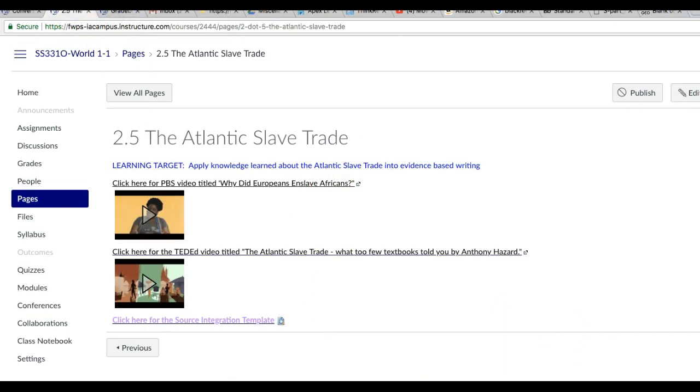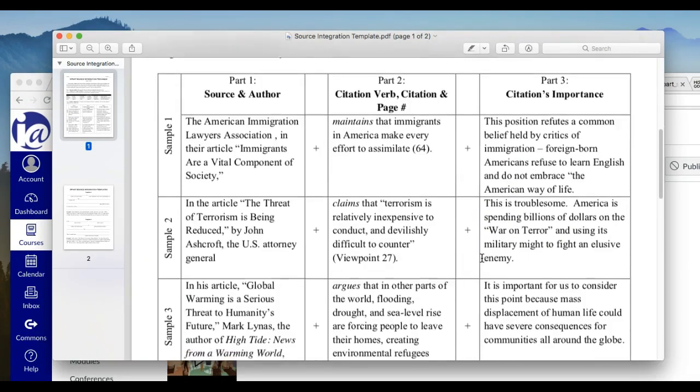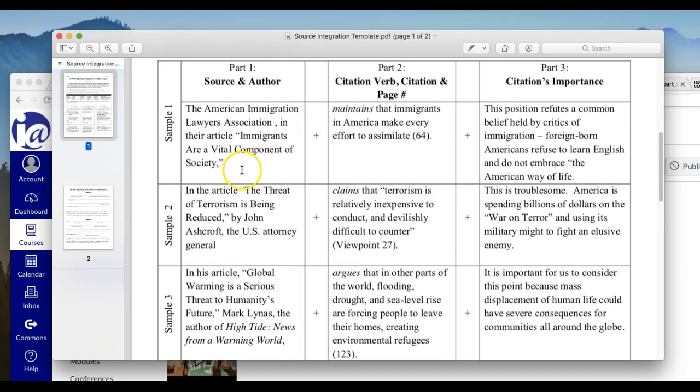Okay, one moment. There we go. Okay, so these are 3 different examples, right? So you need to read across to see how they incorporated part 1, part 2, and part 3. And if this was written kind of in a normal fashion, you would see that this is all one paragraph. Same thing with sample 2, and same thing with sample 3, okay?